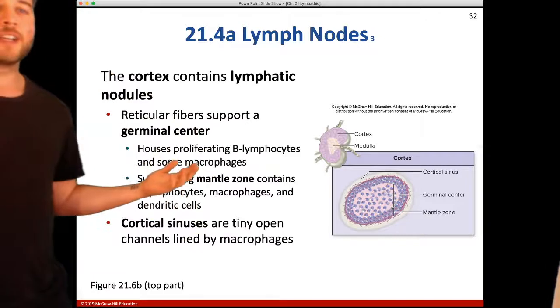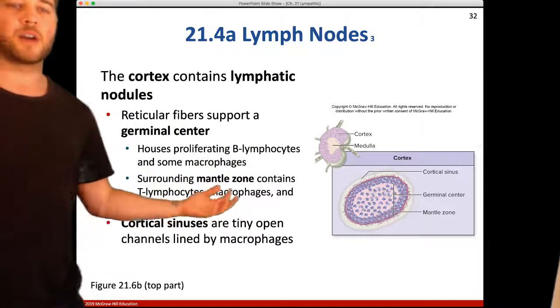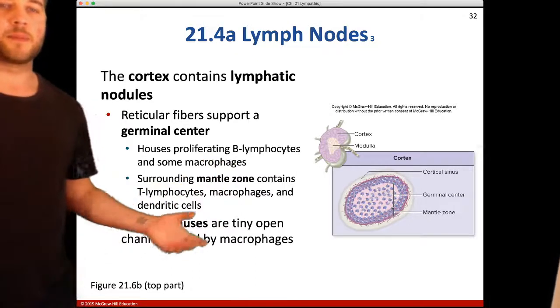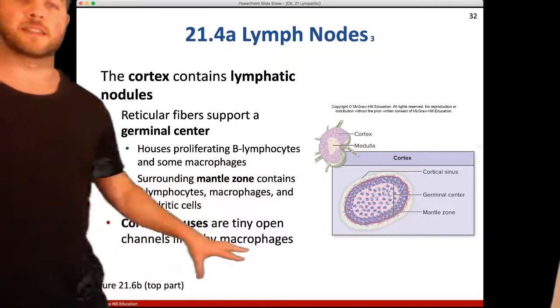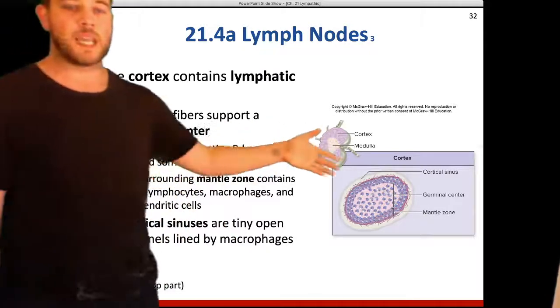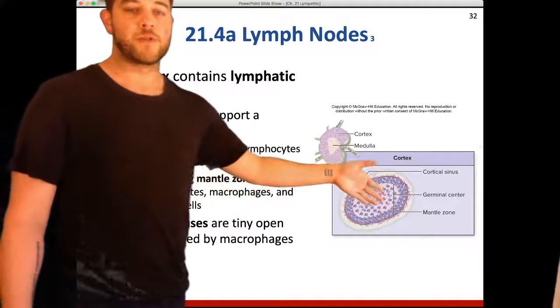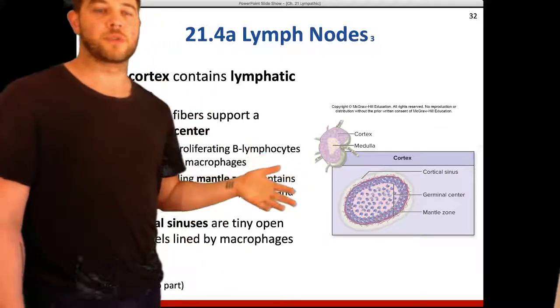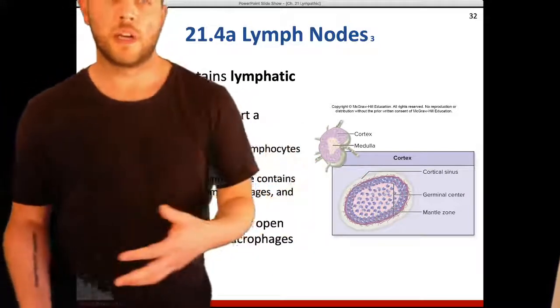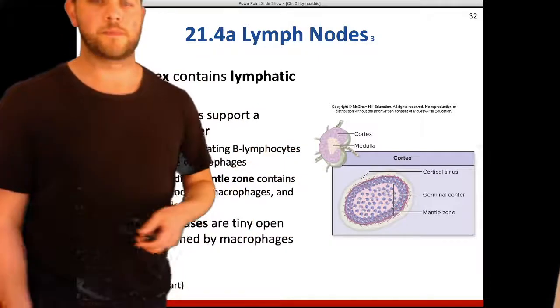Why do you want to have this kind of inner area of B lymphocytes and macrophages, this outer area with T lymphocytes and some phagocytic cells, and cortical sinuses lined with phagocytic cells? What does it allow for? Considering that things move from the outside in, even within this, fluid is going to move from the mantle zone into the germinal center through the cortical sinuses. So what does that allow for, kind of hypothesizing as far as evolutionary characteristics of the immune system?